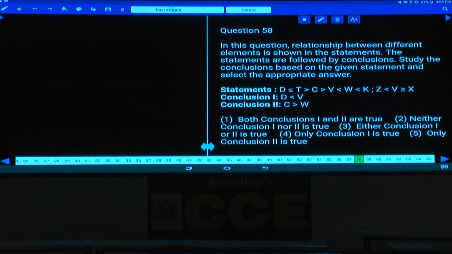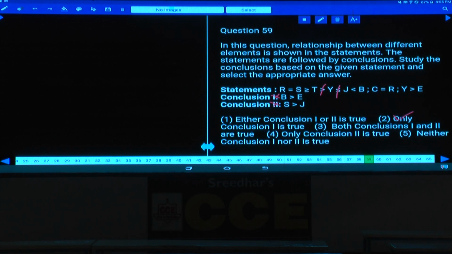Then 58, the relation between D and V. D is here and V is here, 1 lesser than, 1 greater than, 2 opposite symbols, no relation. And the next one, C and W. C is greater than, V is lesser than, 2 opposite symbols, no relation. Hence neither conclusion 1 nor conclusion 2, that is choice 2. Question number 58, choice 2 is the answer.